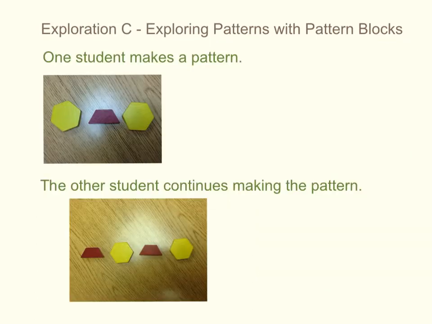The last thing we will do today is Exploration C, exploring patterns with pattern blocks. You will do this with a partner. The first partner makes a pattern. Here is a pattern. It goes yellow hexagon, red trapezoid, yellow hexagon. Then the other partner continues to make the pattern. So as you can see here, the second partner continued the pattern. Red trapezoid, yellow hexagon, red trapezoid, yellow hexagon. And that would go right up here.